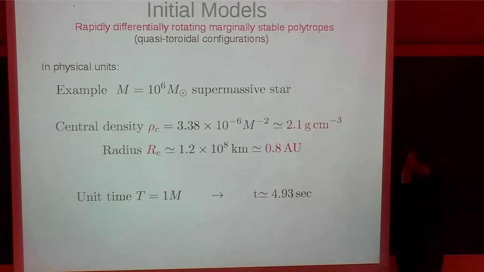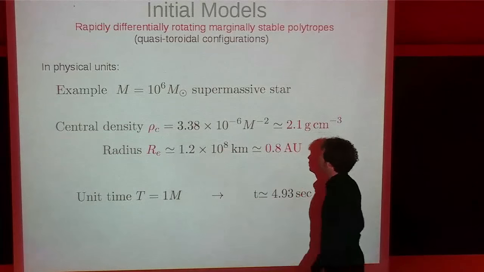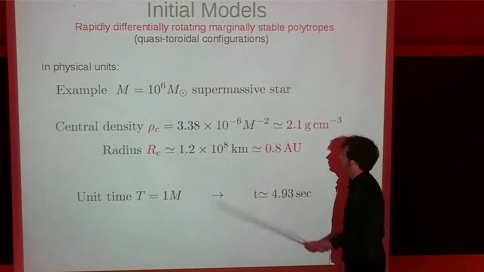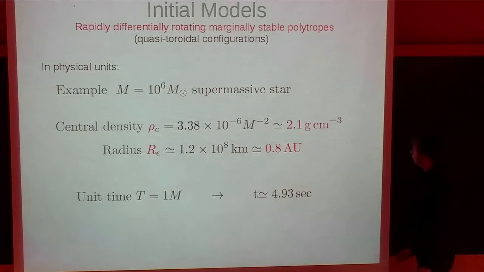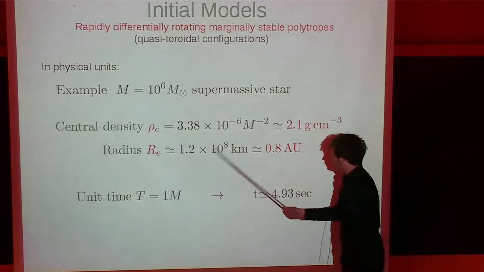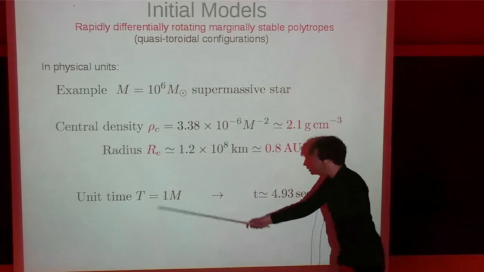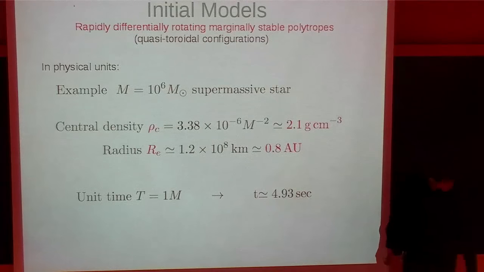Just to give you a feeling of physical units, if you impose a 10 to the 6 solar mass supermassive star, then the central density would correspond to 2 grams per cubic centimeter. The equatorial radius would extend to 0.A astronomical units. And one code time unit of 1 M would correspond to roughly 5 seconds.